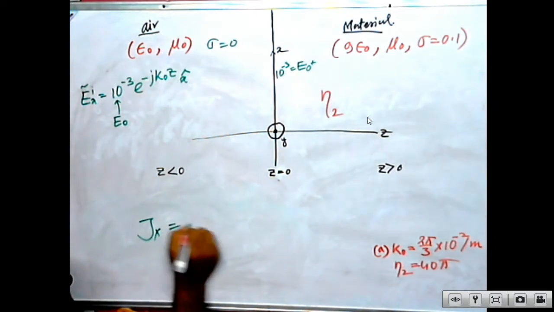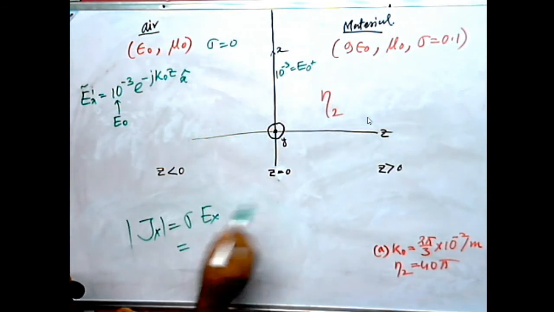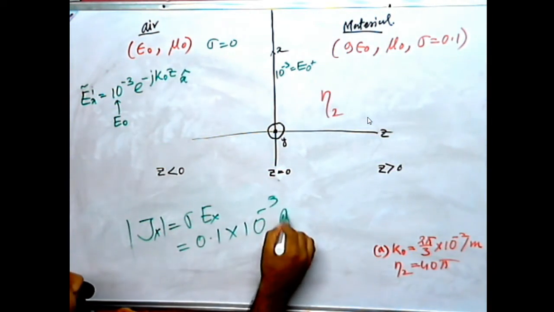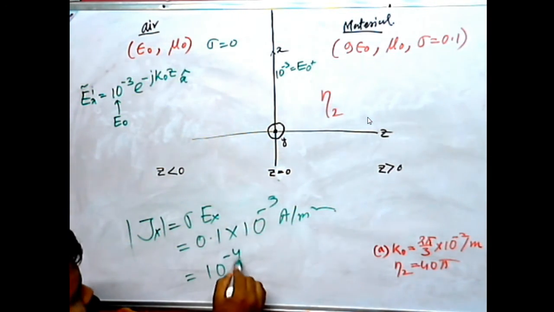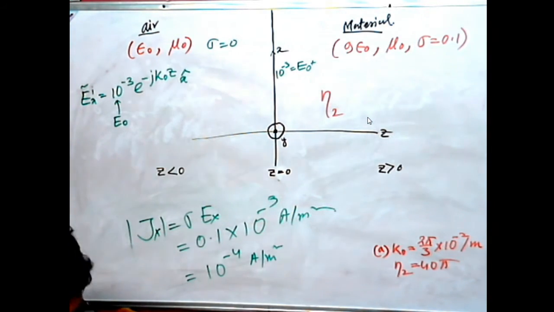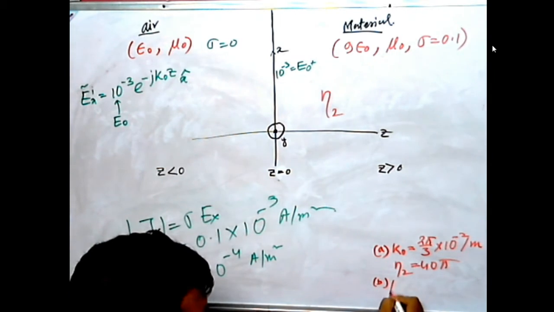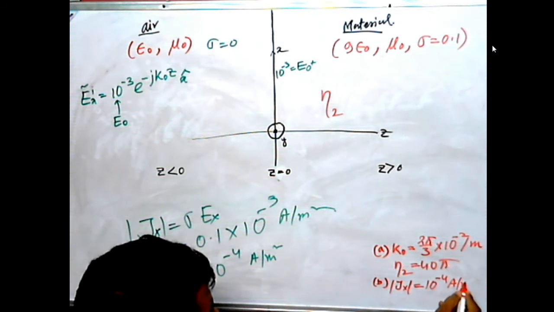Jx is basically your sigma Ex, the magnitude you have to find. So you can take sigma as 0.1 into Ex, which is 10 to the power minus 3 ampere per meter square. Okay, so yes, conduction current density. So this is how much? 10 to the power minus 4 ampere per meter square. So for part B, your mod of Jx is basically 10 to the power minus 4 ampere per meter square.